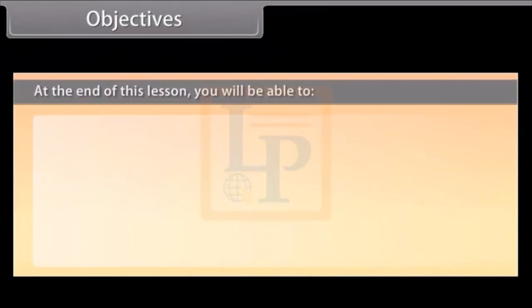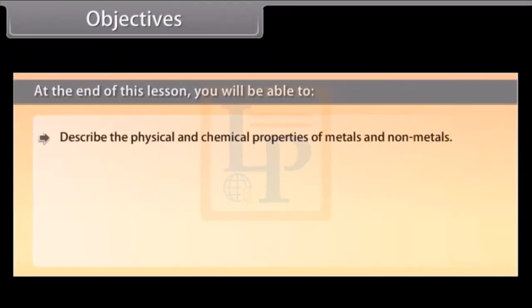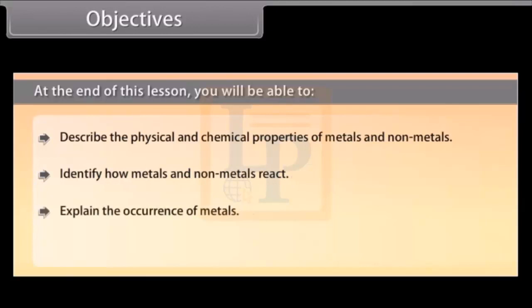Objectives. At the end of this lesson you'll be able to describe the physical and chemical properties of metals and non-metals, identify how metals and non-metals react, explain the occurrence of metals, describe corrosion.